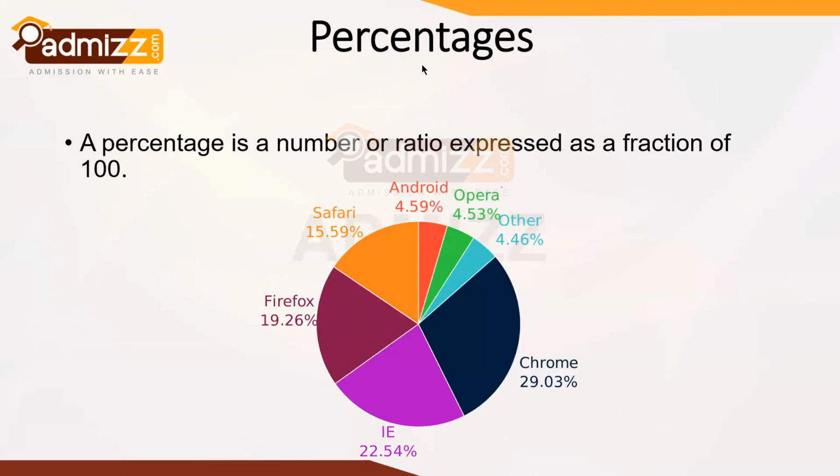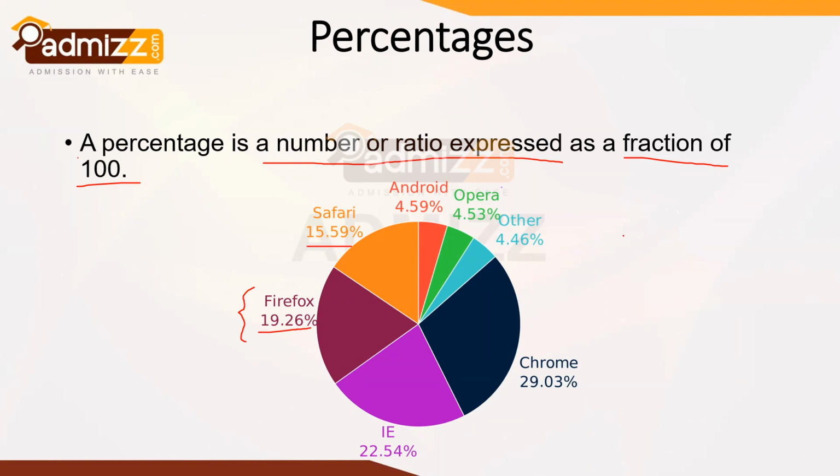All right, so take a look at this, right? So percentage in layman terms is basically a number or a ratio expressed as a fraction of 100, right? So percentages are usually used to represent relations in regards to some greater quantity. For instance, if you look at this pie chart, this data represents the browsers that are commonly used throughout the world. So from this, what we can see is 19.2% of the world's population that uses the internet uses Firefox browser, 15.6 use Safari, and so on, right?